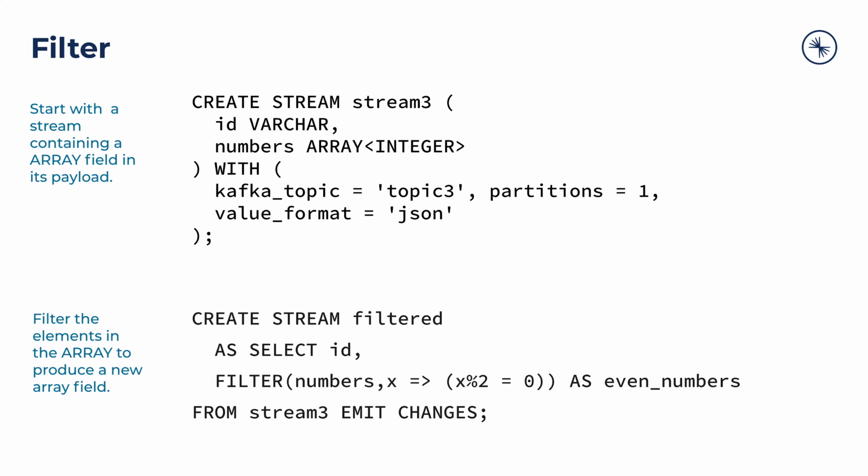The filter function will take an array or map and return the same type, but with only elements that meet the filter criteria given in the lambda expression. ksqlDB Lambdas open up a whole new way to work with data in our event streams. Let's use transform, reduce, and filter in our exercise.